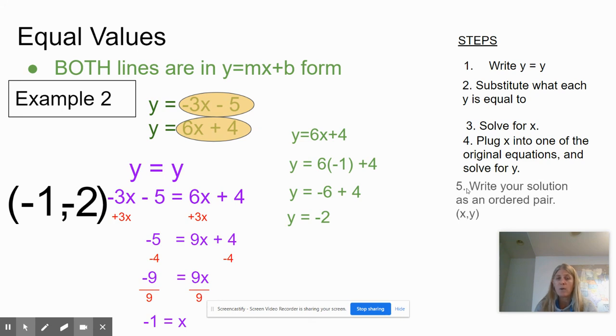So I now have my ordered pair, negative 1, negative 2. And once again, I can plug that into the original equations to make sure they make both statements true. So I have negative 2 is equal to 3 minus 5. That is true. Here I have negative 2 is equal to negative 6 plus 4. That is also correct. Remember, they both have to be true. I can also check these on Desmos.